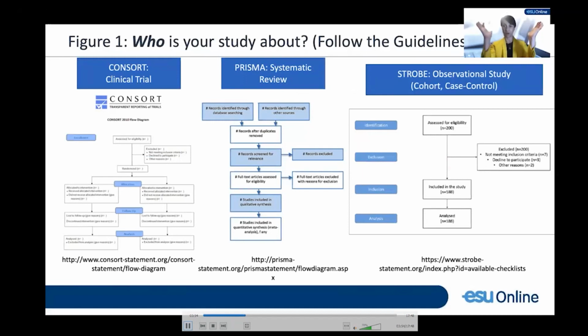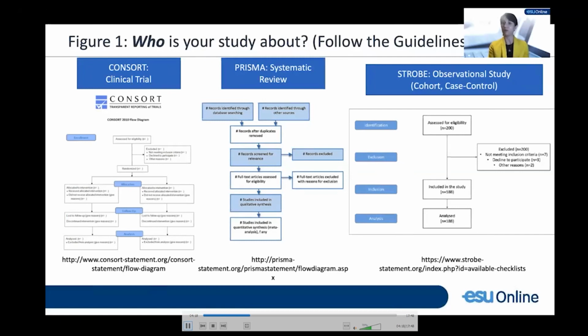So you'll start with your parent cohort, and then the first figure really shows how you narrowed it down to get to your analytic cohort. And depending on what type of study you are presenting, whether it's a clinical trial, a systematic review, or an observational study such as a cohort or a case control study, you're going to want to go to the guidelines that are the best reporting practices for that type of study.